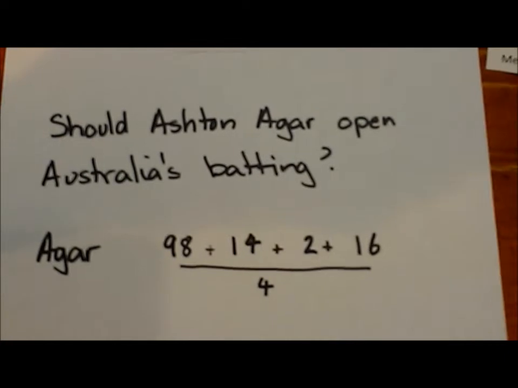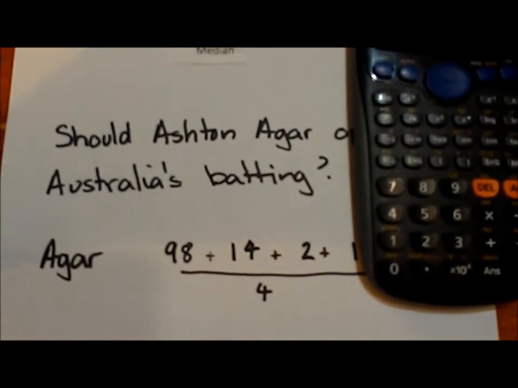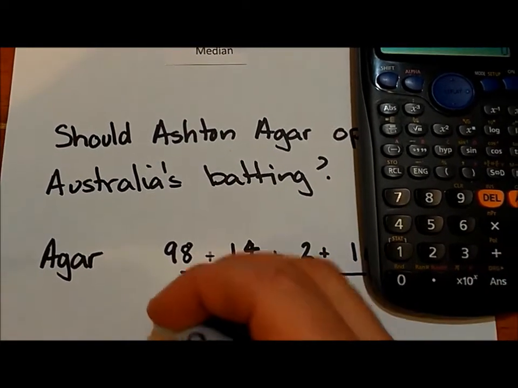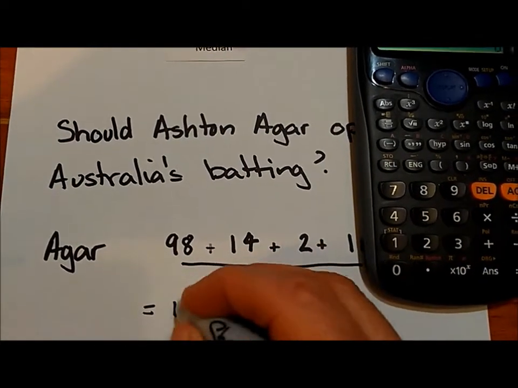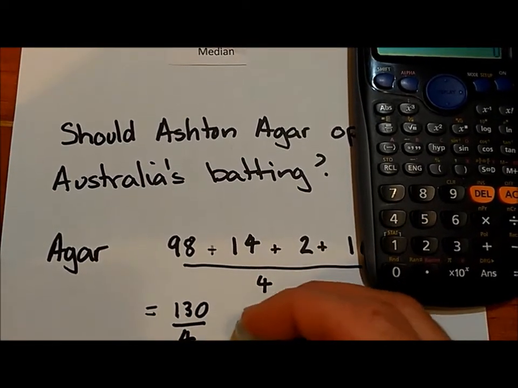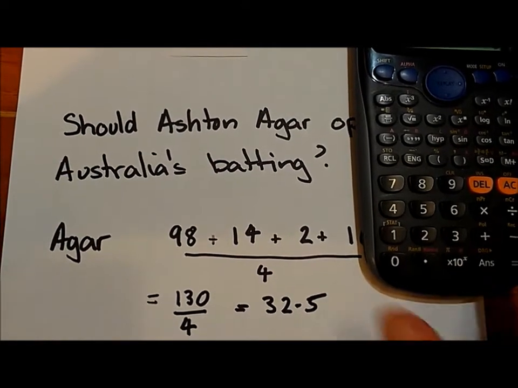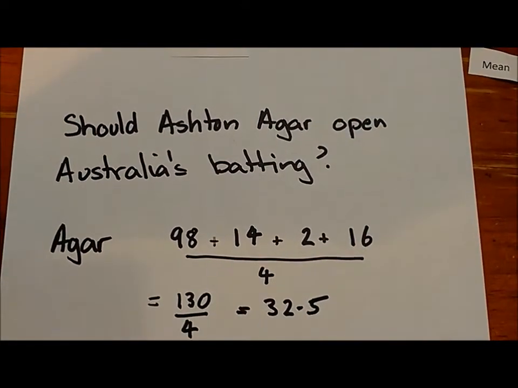Now to get the mean, I want to sum all these up, and then divide by 4. And the quickest way to do that is just to grab the calculator and go ahead and sum them up. So doing that quickly gives me a total of 130 runs so far scored for Australia, divided by 4. That gives me 32.5 as the mean for Ashton Agar.